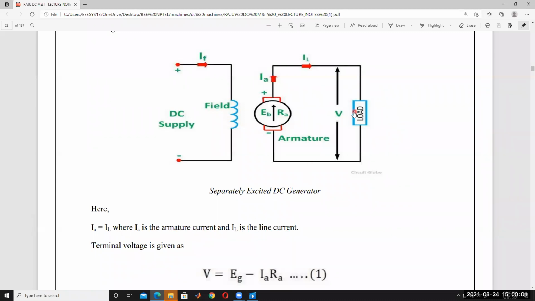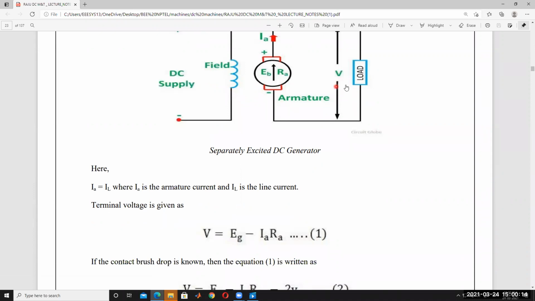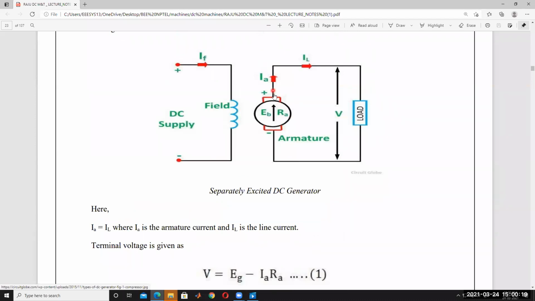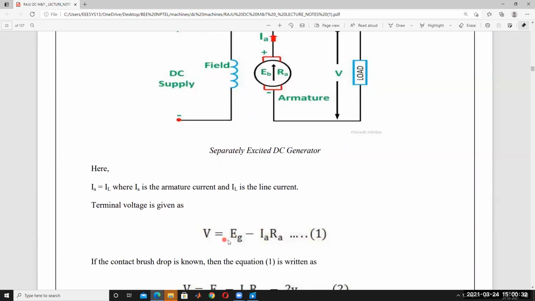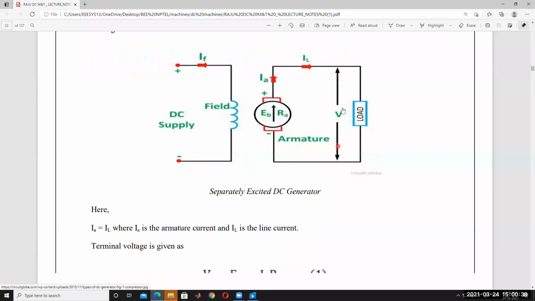So what is the voltage here? What is the generated voltage? V is equal to EG minus the voltage drop across the armature winding. The voltage across the load is the terminal voltage. V is equal to the generated voltage minus IA into RA, because the armature winding has some resistance, which causes a drop. That drop is IA into RA. So V is equal to EG minus IA into RA. This is the output terminal voltage.